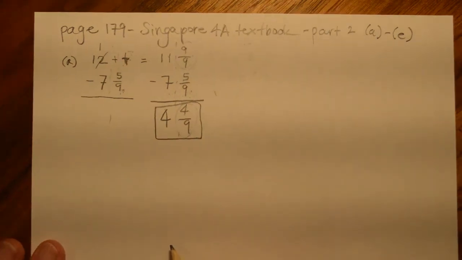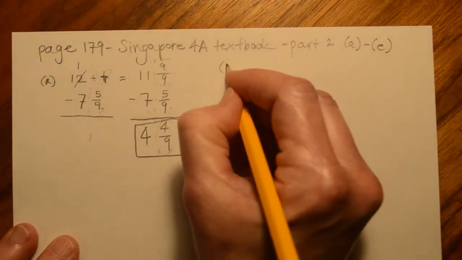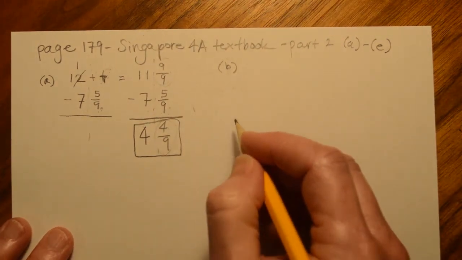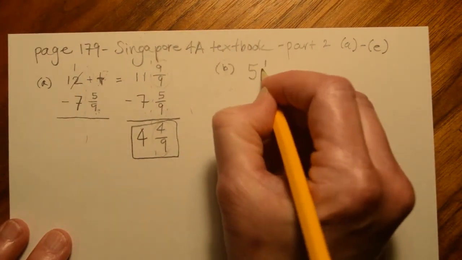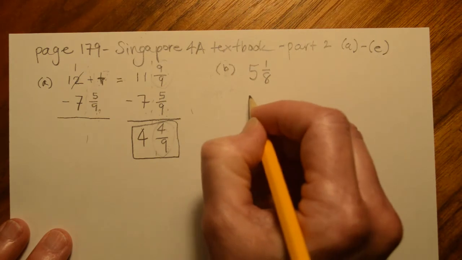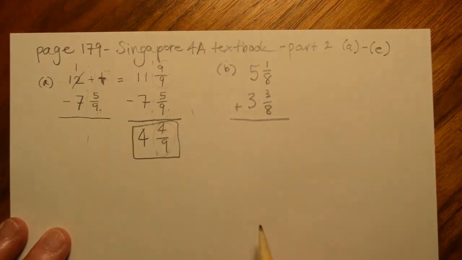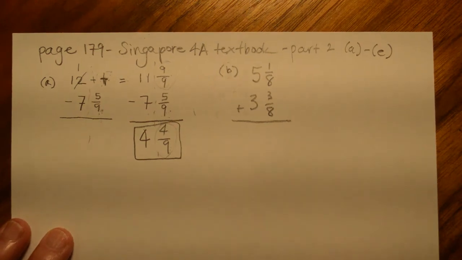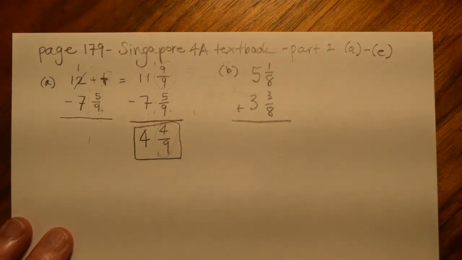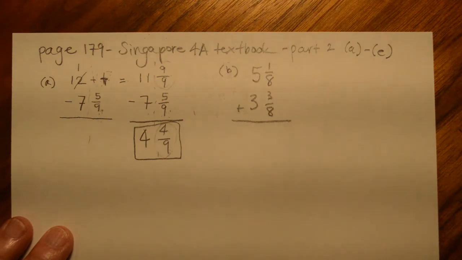Okay? All right, let's look at part B. Part B says 5 and 1/8 and 3 and 3/8. This one's pretty easy because they have common denominators already. So how about you go ahead and do that one? There's just one tricky part in this problem, and that is you're going to have to reduce your answer. So pause the video and try this one and come back to check your answer.